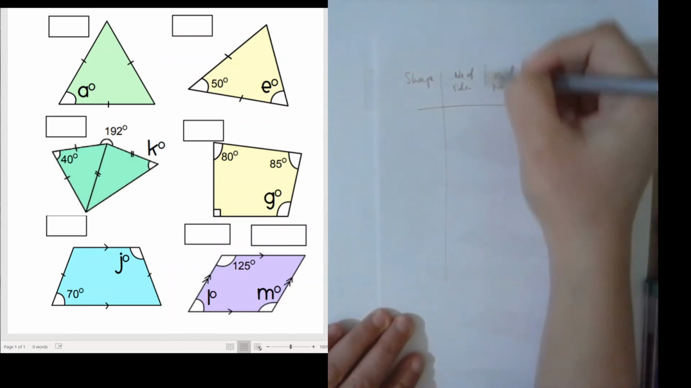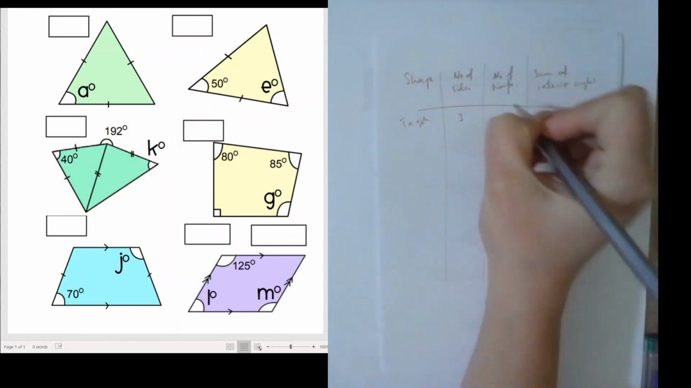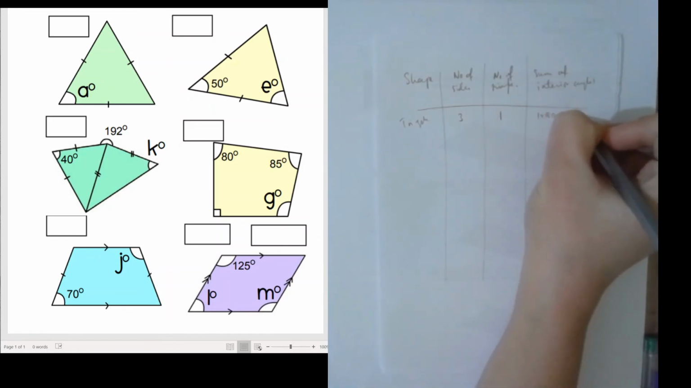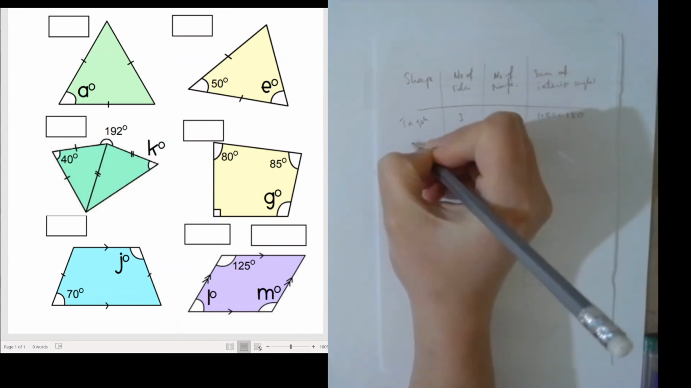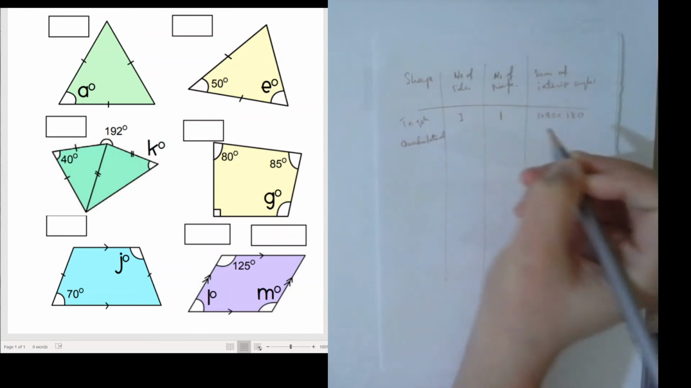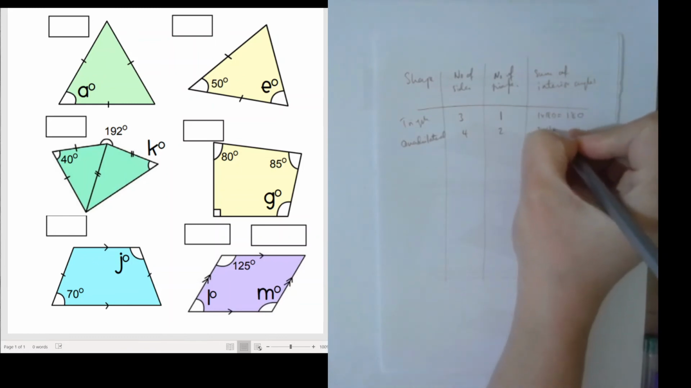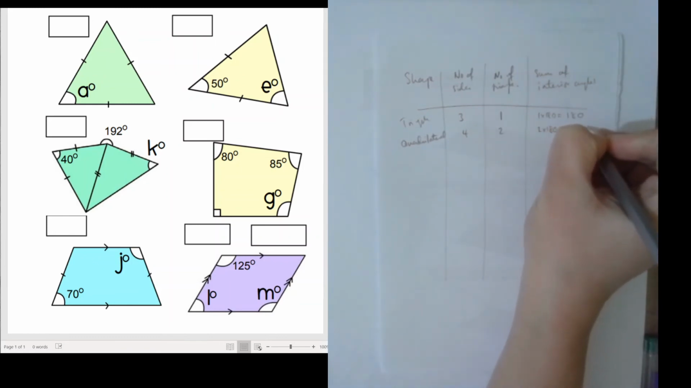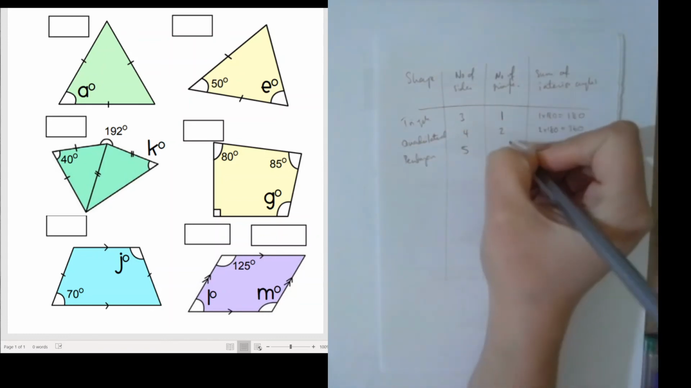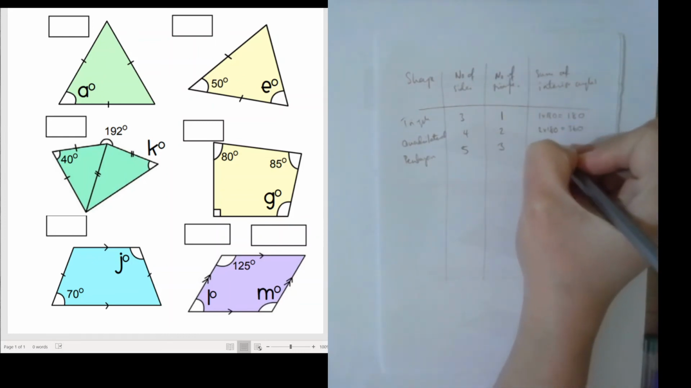So if I do look at this, my shape was a triangle, there were 3 sides, I had 1 triangle, so the sum was 1 times 180, which is 180, right? Quadrilateral had 4 sides, 2 triangles, 2 times 180 equals 360. Next one was a pentagon, 5 sides. Number of triangles, 3. Okay, so we've got 3 times 180.